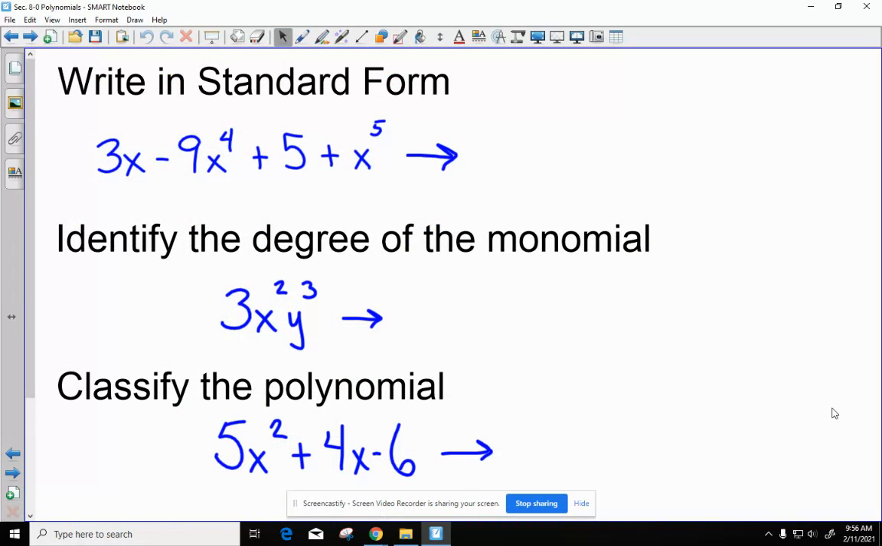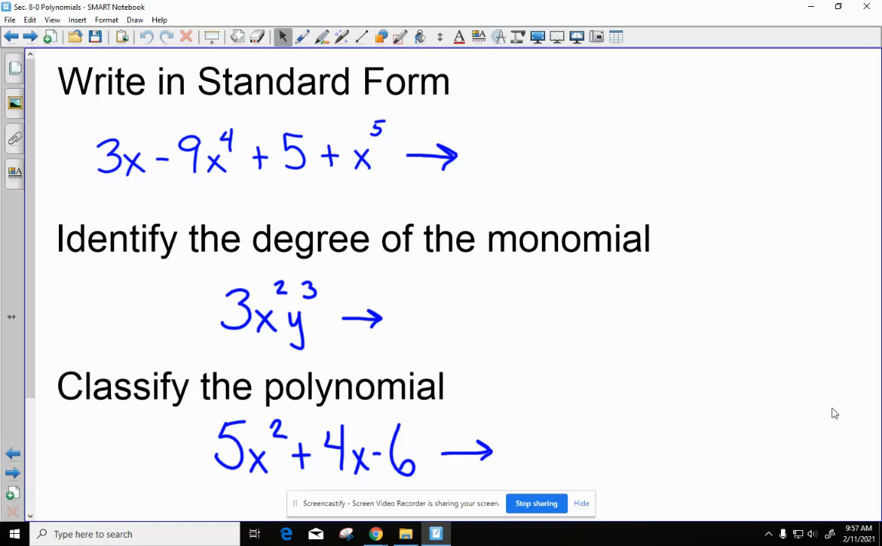When it says to write that in standard form, we've heard standard form before. Standard form of a linear function had to be in the form ax plus by equals c. You remember that? But that looks a little different than this does here.